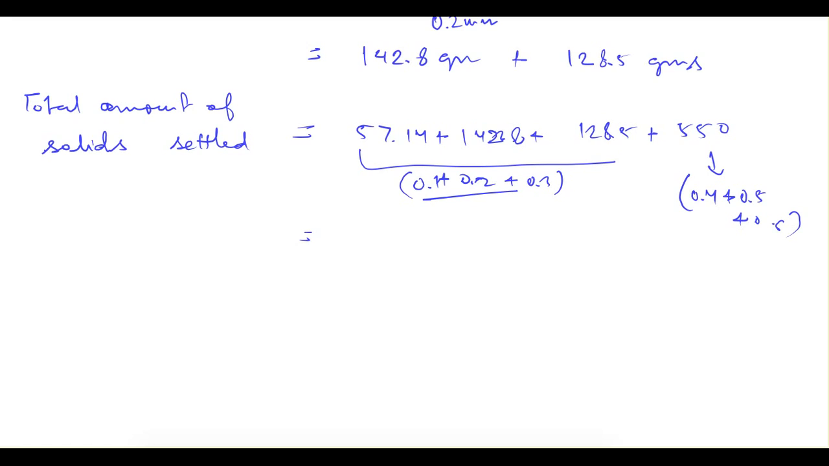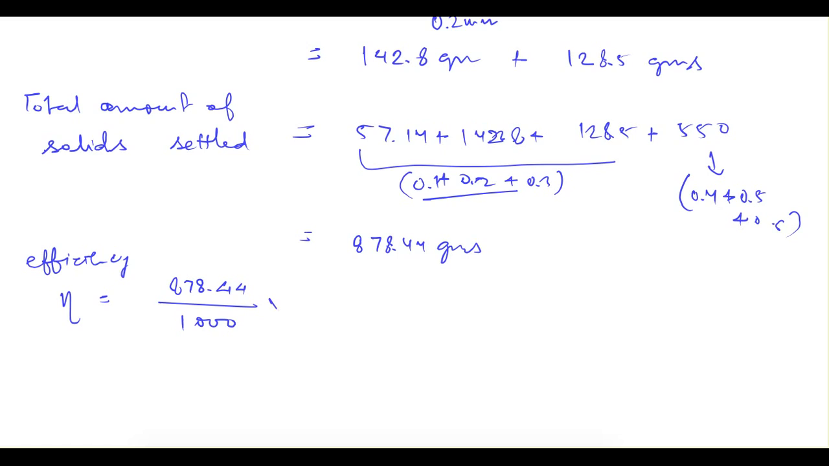So if you do the summation, this total amount is equal to 878.44 grams, and now we can find out the efficiency. Efficiency is equal to amount settled, that is 878.44, divided by total amount that was there in suspension, into 100, and that is equal to 87.844%. So out of this 1000 grams, 878.44 grams have settled. So that way we can obtain the efficiency.